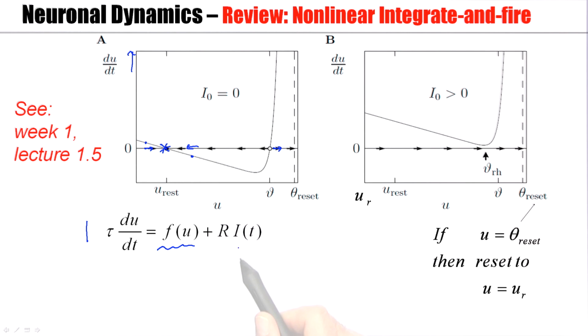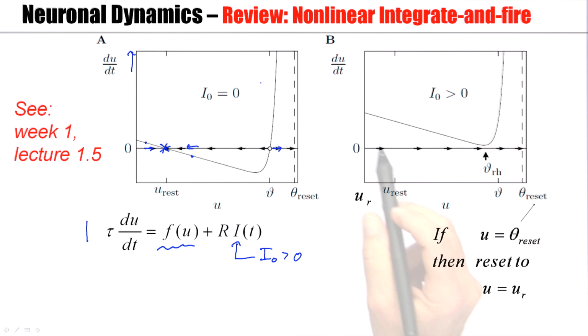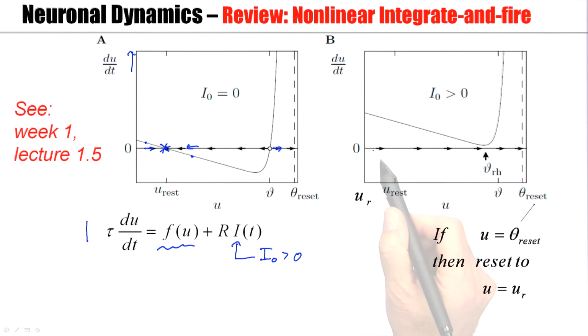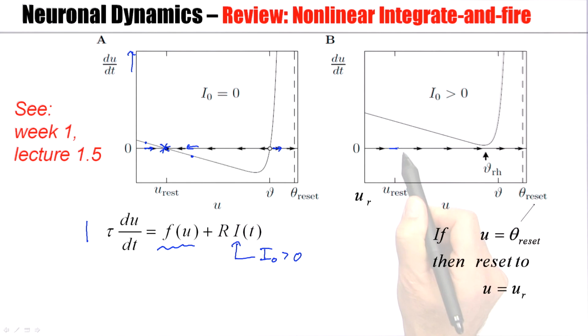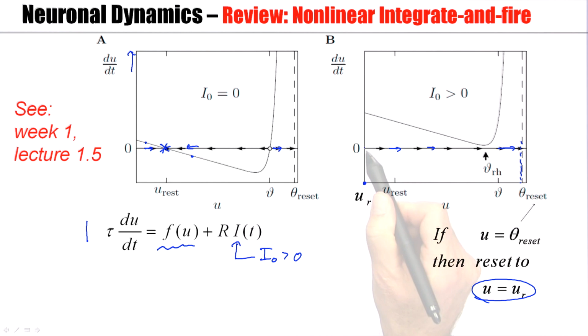If I apply a constant input, then the du/dt curve is shifted vertically upwards, and I have no fixed points anymore. I have a flow that's always towards the right. And then if it hits this formal reset threshold, then we reset the voltage to some value u_r, and the whole process starts again. So that's a nonlinear integrate-and-fire model.